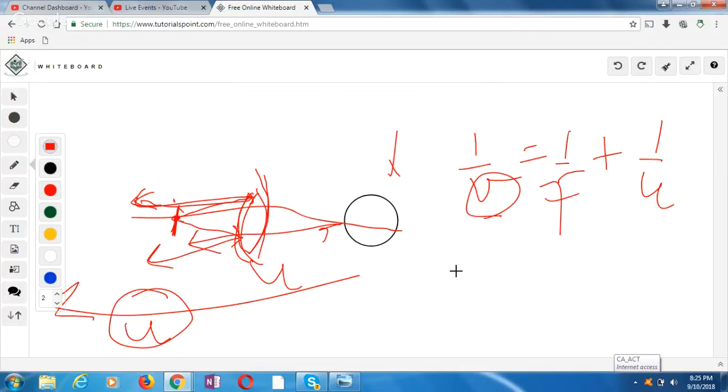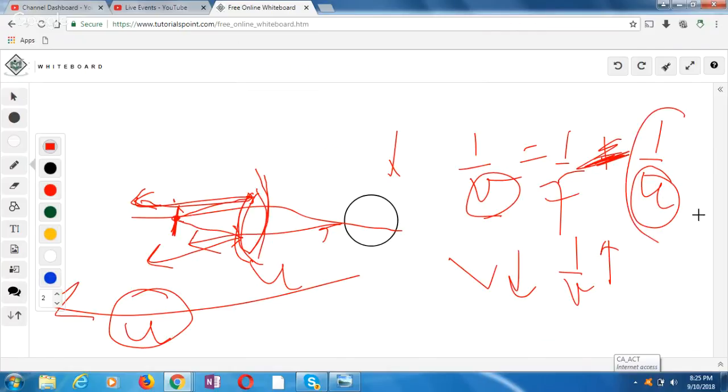If V has to be reduced, 1 by V will go up. And if 1 by V has to go up, then in that particular scenario, I'm sorry, this is a negative sign. So 1 by V has to go up. For 1 by V to go up, 1 by U has to be reduced. And in that scenario, U has to be increased.